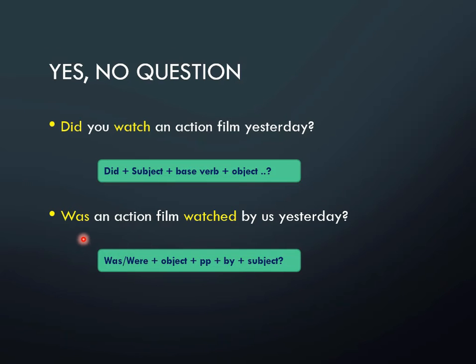What's the structure we followed here, and you should follow if you would like to change a question in the past simple into passive? You should write was or were, then the object. After that you should write the past participle of the main verb, after that you should write the preposition by, then the doer or the subject, which was at the beginning of the previous sentence.